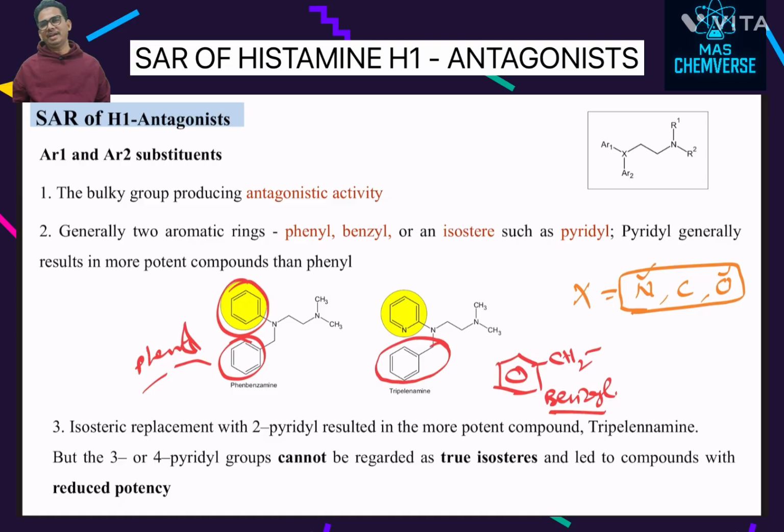Here you see phenyl and benzyl. Which one do you think is more active? In the majority of compounds like H1 antagonists, particularly first generation and second generation, when they have the phenyl ring, benzene ring, they show more activity than the benzyl, irrespective of the other substituents, that is the linked chain and the tertiary nitrogen. I am not considering those, just AR1 and AR2.